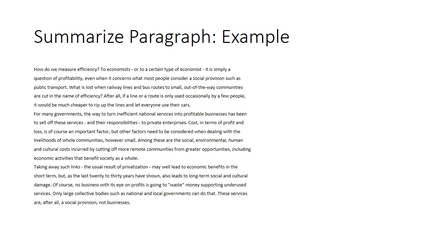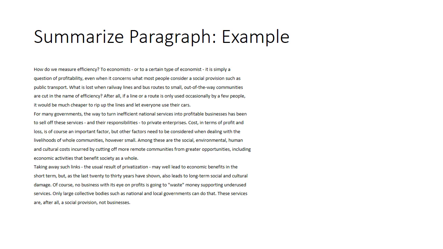Here we have an example. Now, it's talking about measuring efficiency and how we can do that if we see the first sentence. But actually what the passage is talking about is that when we just tend to measure efficiency in monetary terms, we lose a lot of social services as well, because we're trying to make money off them.